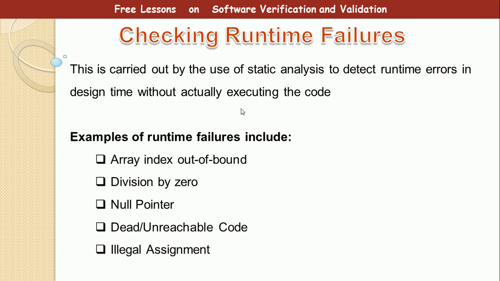So how can you verify errors that occur at runtime in design time without actually executing this code in the machine? First, you need to know some kind of errors that may occur at runtime. For instance, array index out of bound. We have division by zero, the null pointer, dead unreachable code, illegal assignments, and other ones.